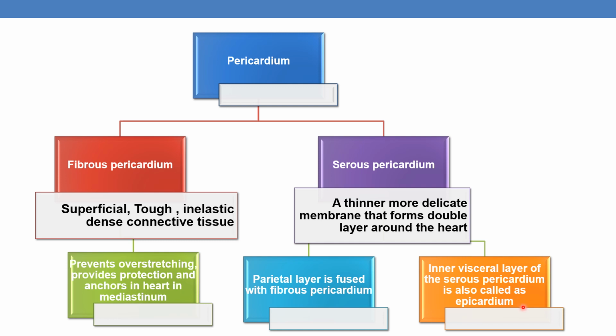Which part of the heart is both a part of pericardium and heart? The part of the heart which is both part of pericardium and heart is epicardium. Epicardium is the outer layer of the heart, and that is also the inner visceral layer of the serous pericardium. So epicardium is the link between the pericardium and the heart.